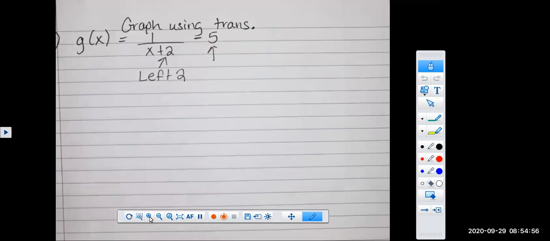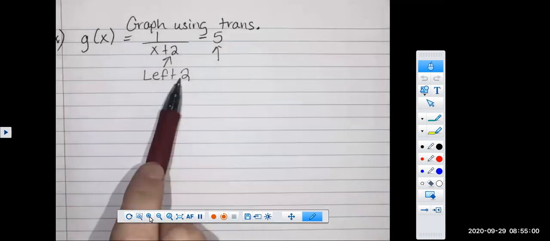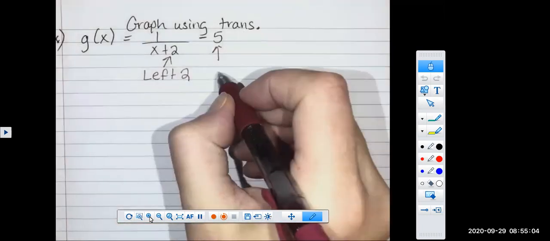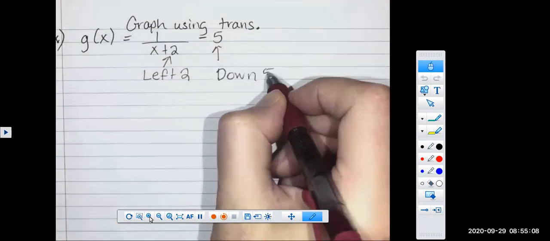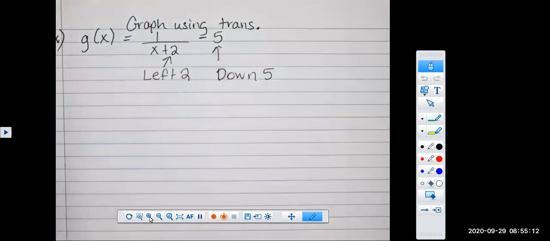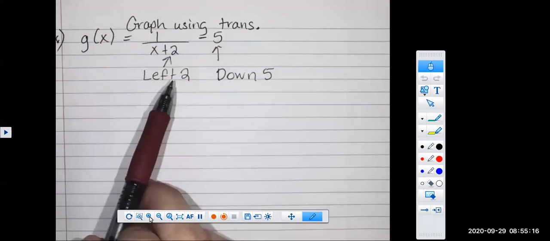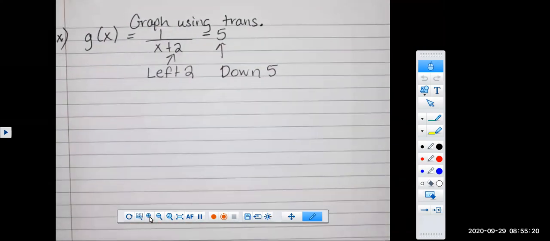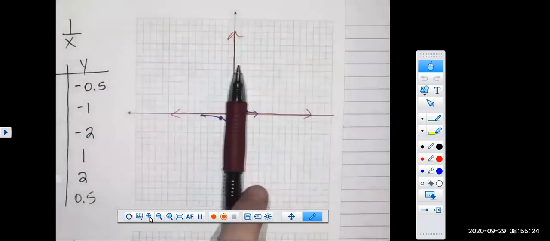Okay, so it's going to move it left 2 places, and this tells you you're going to move it which way? Down 5. The number at the end actually moves it up or down. So down 5. The number specifically with x is moving it left or right and opposite of what you think.